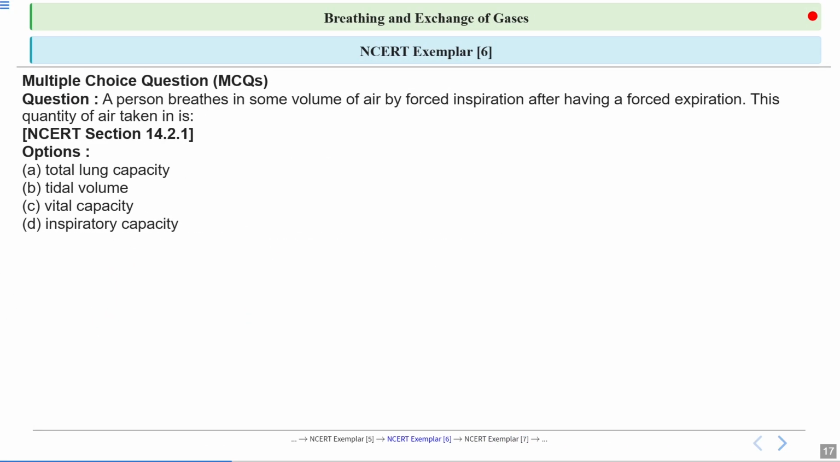Next question. A person breathes in some volume of air by the forced inspiration after having a forced expiration. This quantity of air taken in is. This question is coming from the NCERT section 14.2.1. Let us see the options. A. Total lung capacity. B. Tidal volume. C. Vital capacity. And D. Inspiratory capacity. Let us see the answer of this question.